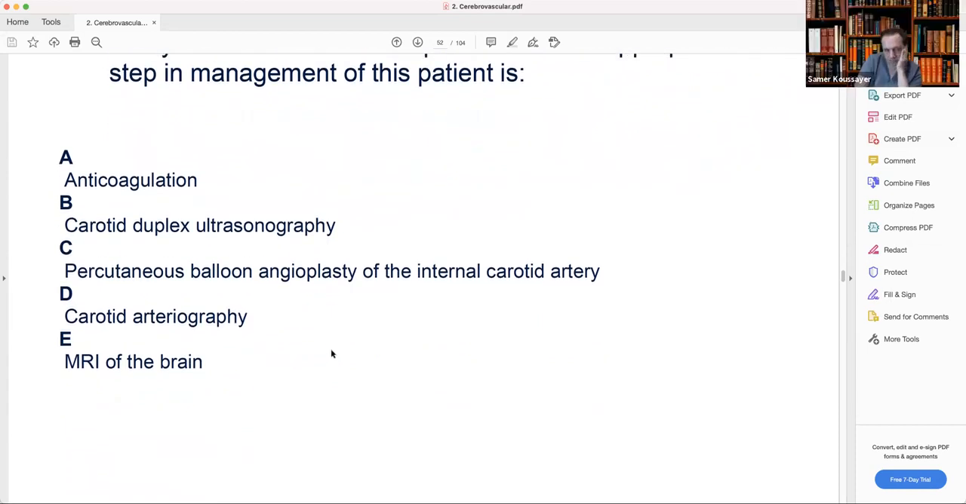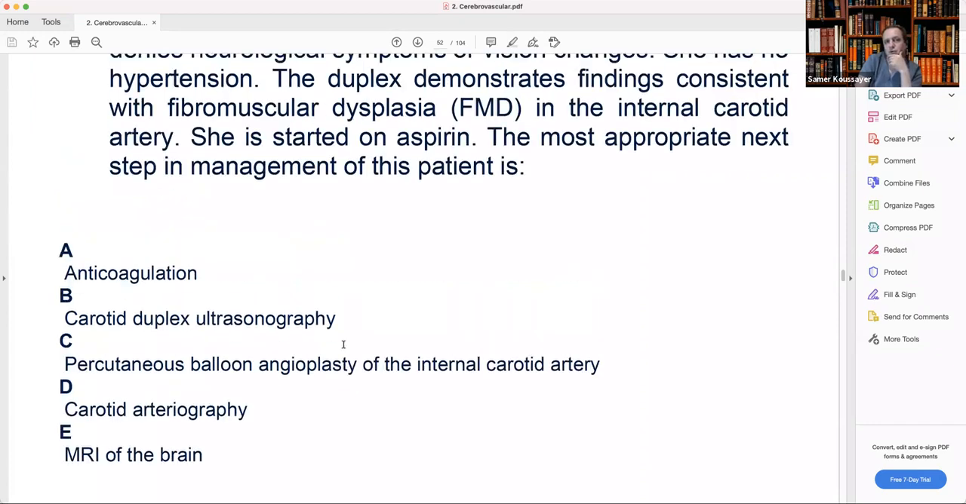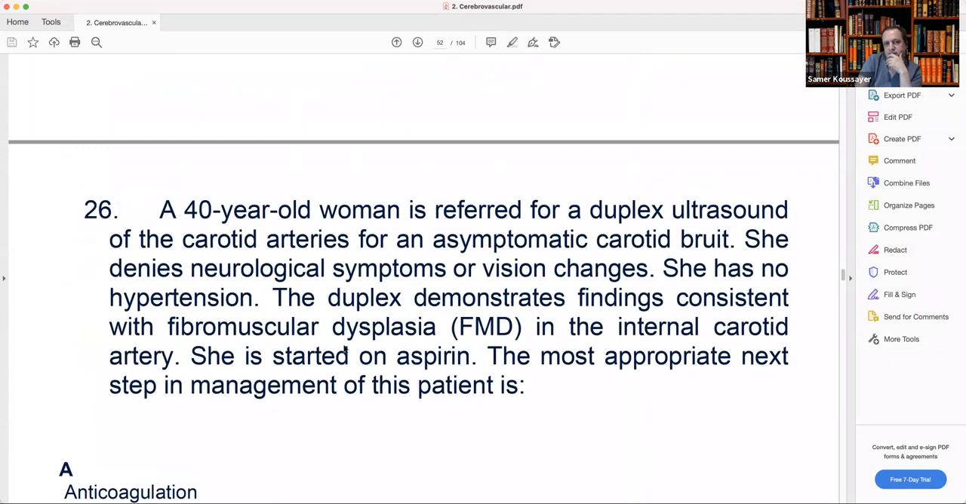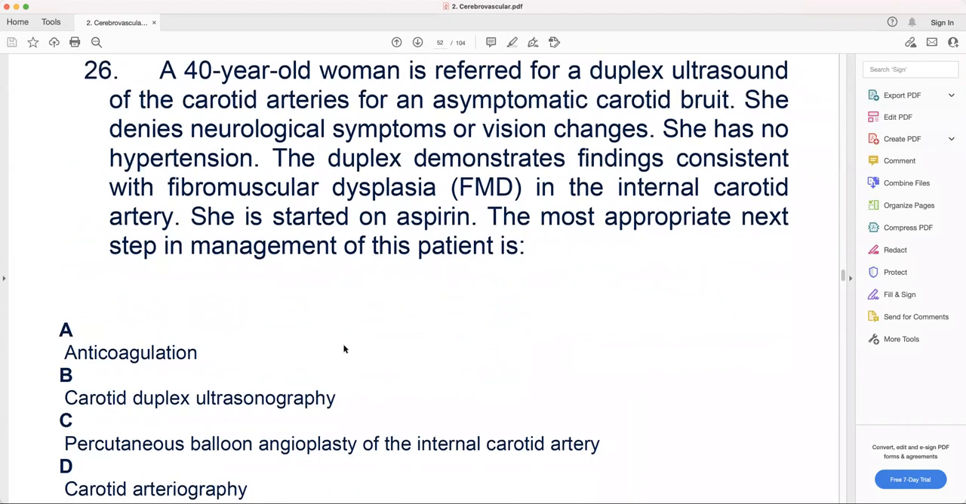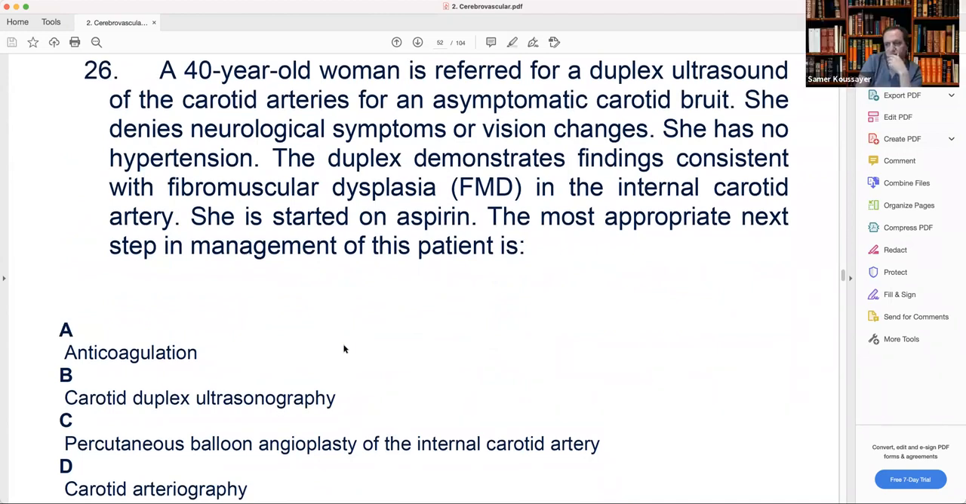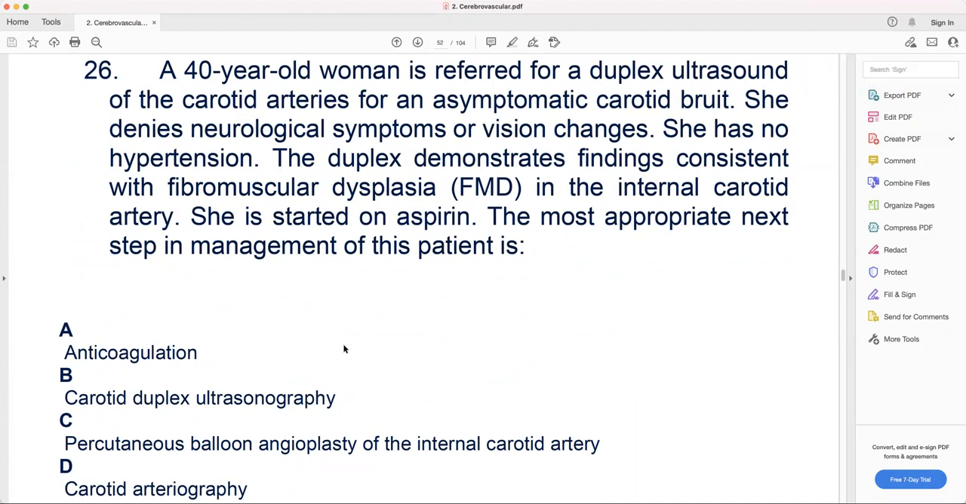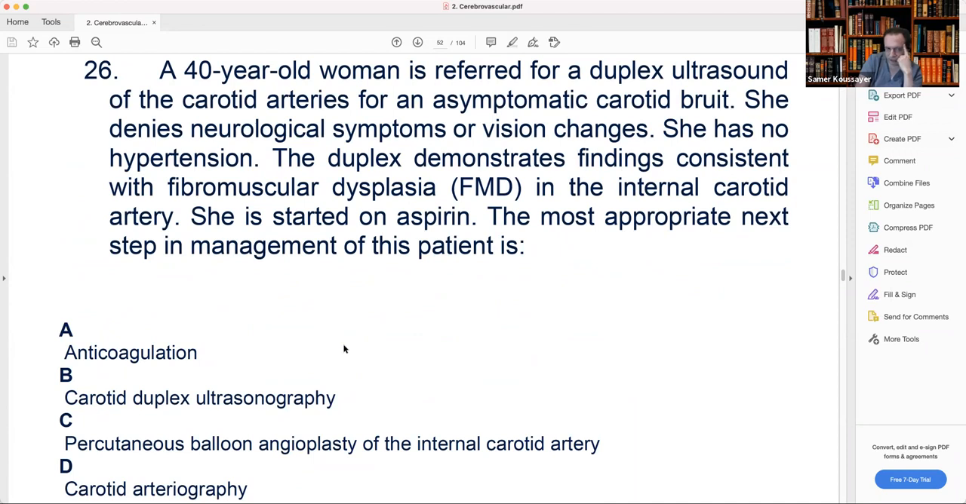It is the MRI of the brain. And you know why? You mentioned before that your next step would be to look at the renal artery, correct? Yeah, because the most common place for FMD is the renal artery, and the second is the internal carotid. You're right, so your thinking process is correct.